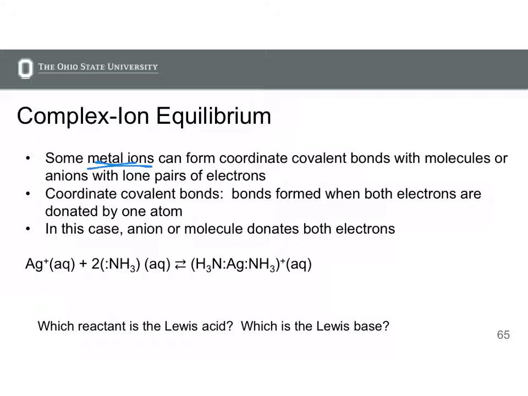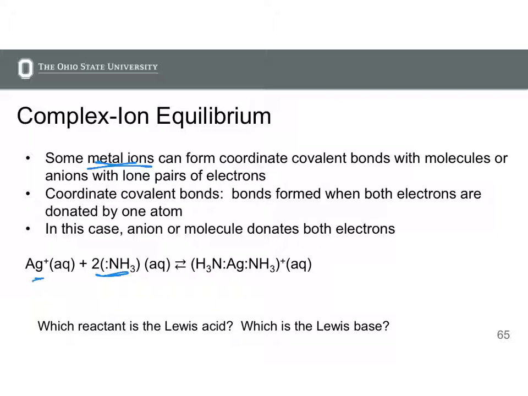If you don't remember coordinate covalent bonds, that's okay. It's a bond formed when both electrons are donated by one atom. You can see that here with ammonia, NH3. We have 2 electrons, a lone pair. The ammonia is going to donate those electrons to silver to form a bond between the nitrogen and the silver. That's a coordinate covalent bond. When we are writing out formulas, you'll notice that they will have an overall charge.